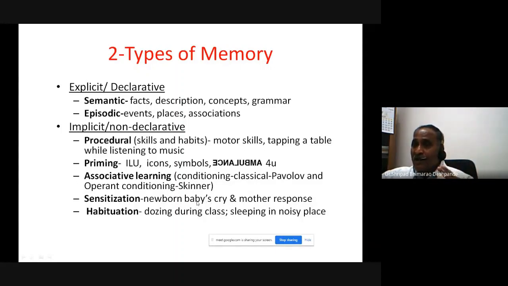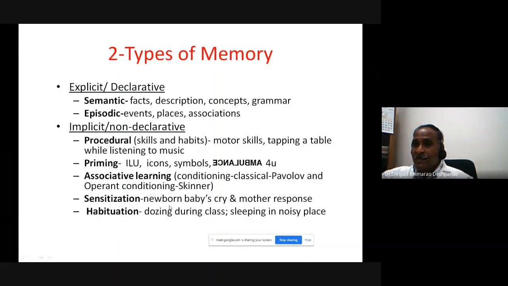Another classical example is a newborn baby's cry. It is very faint, very low, but the mother will get up and respond to the newborn baby. She may not get up for other sounds produced. Then habituation. I was talking about habituation.